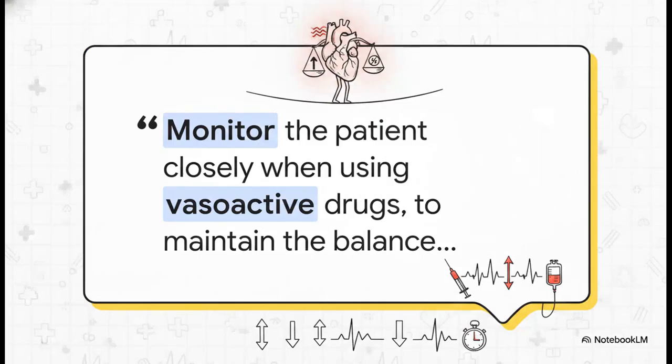I really want to pause and emphasize this clinical alert for cardiogenic shock. Monitor the patient closely when using vasoactive drugs to maintain the balance between adequate perfusion pressure and reduced afterload. This is where razor-sharp nursing comes in. You're walking a very fine tightrope here. You need enough pressure to keep perfusing the vital organs, for sure. But if the afterload gets pushed too high, that already weakened left ventricle is just going to fail completely. Any hemodynamic decline has got to be reported immediately.